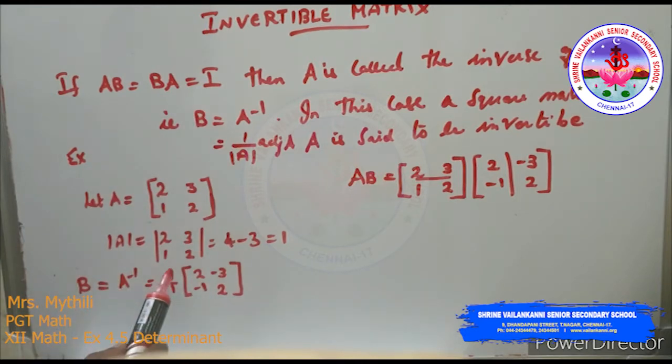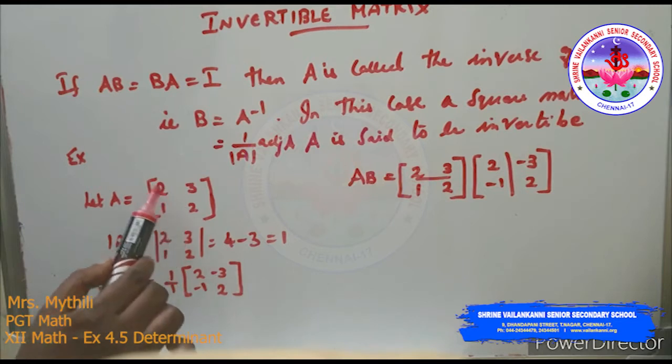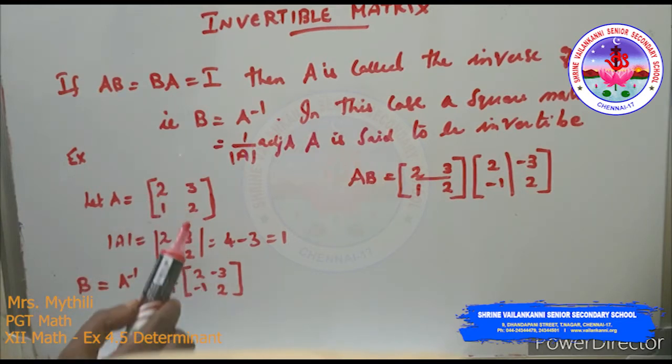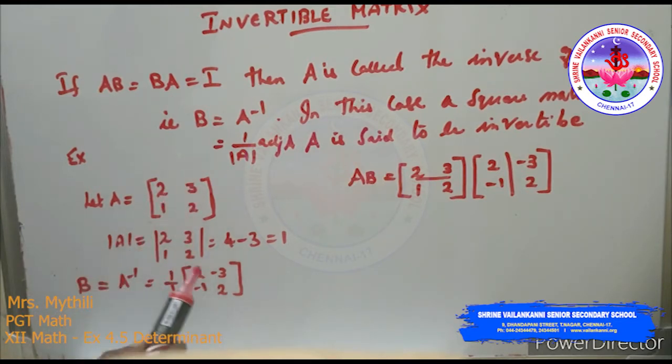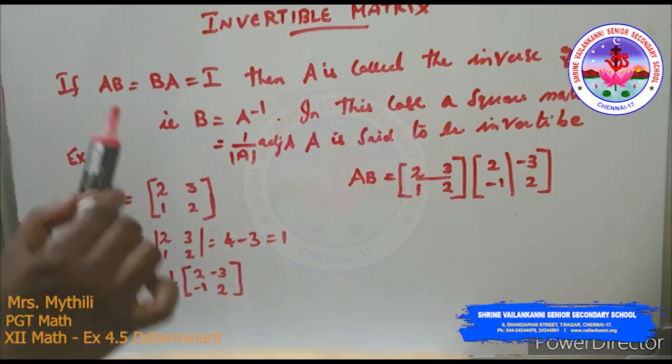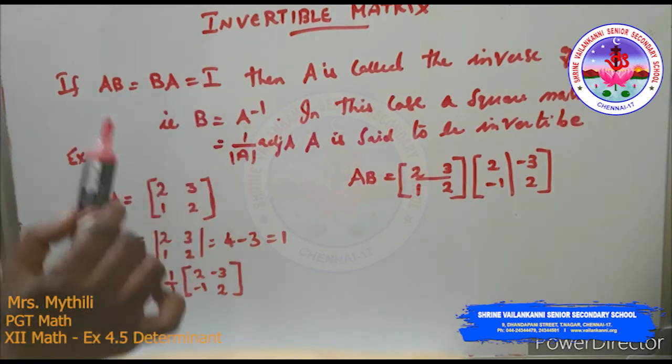So A inverse is 1 by determinant of A into adjoint of A. Determinant of A is 1. So 1 by 1 into adjoint of A: interchanging these two values, which are 2 and 2, and changing the sign of these two values, minus 3 and minus 1. Now A into B we get I.